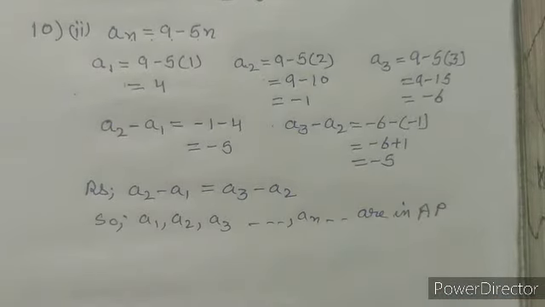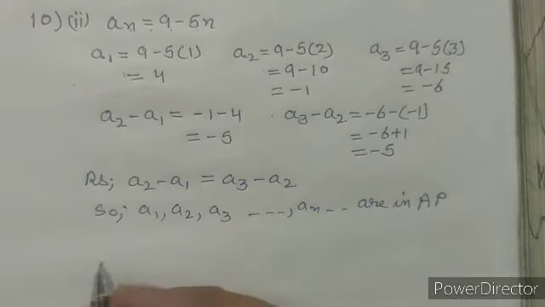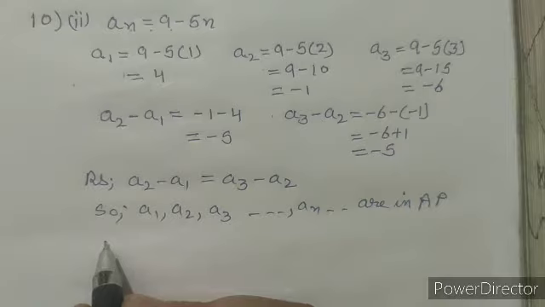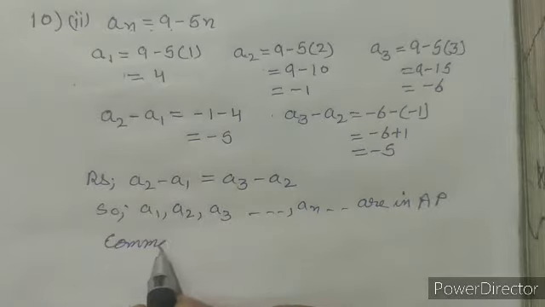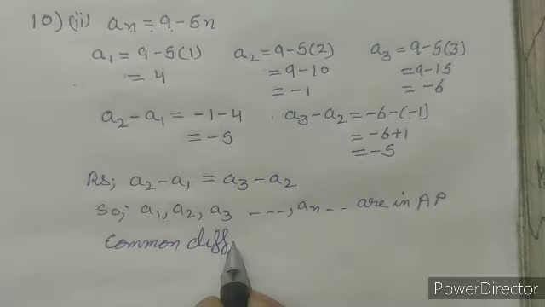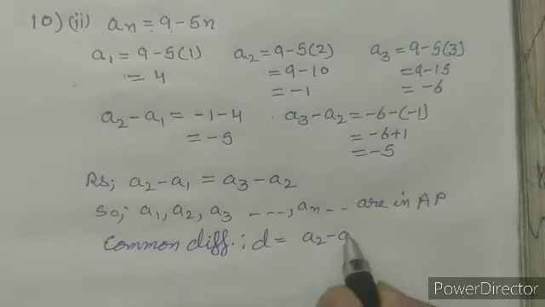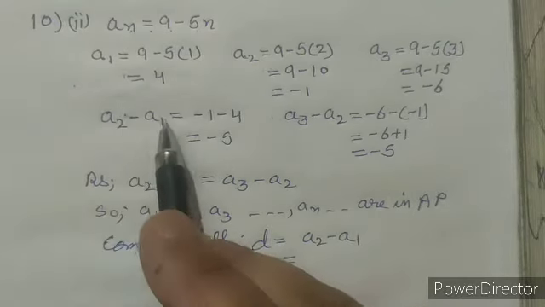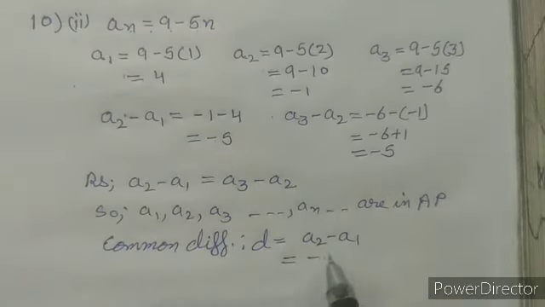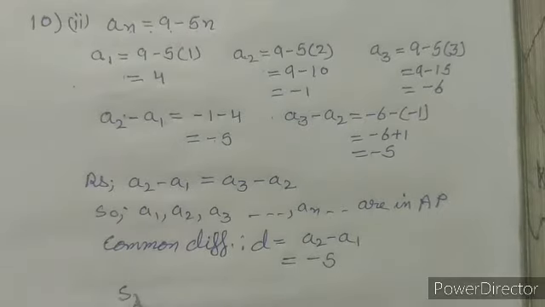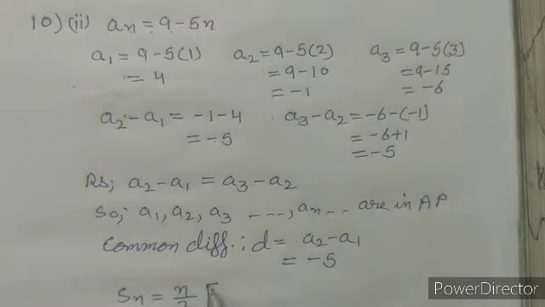Now after proving that these terms are in AP, we have to find the sum of the first 15 terms. In order to find the sum of the terms, first of all we will find out the common difference of the AP. Now common difference d will be equal to a2 minus a1 and that we have already obtained as equal to minus 5. Now as Sn, the sum of n terms, is equal to n by 2 into (2a plus (n minus 1)d).